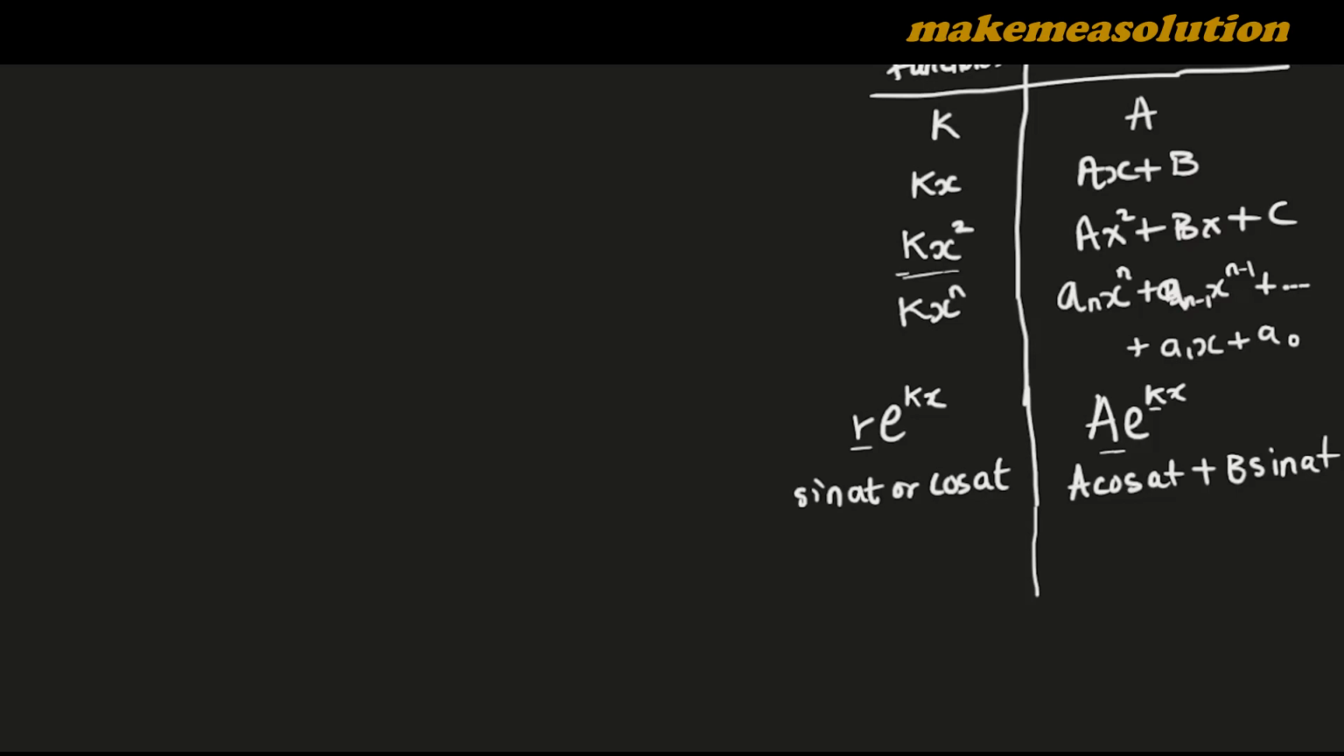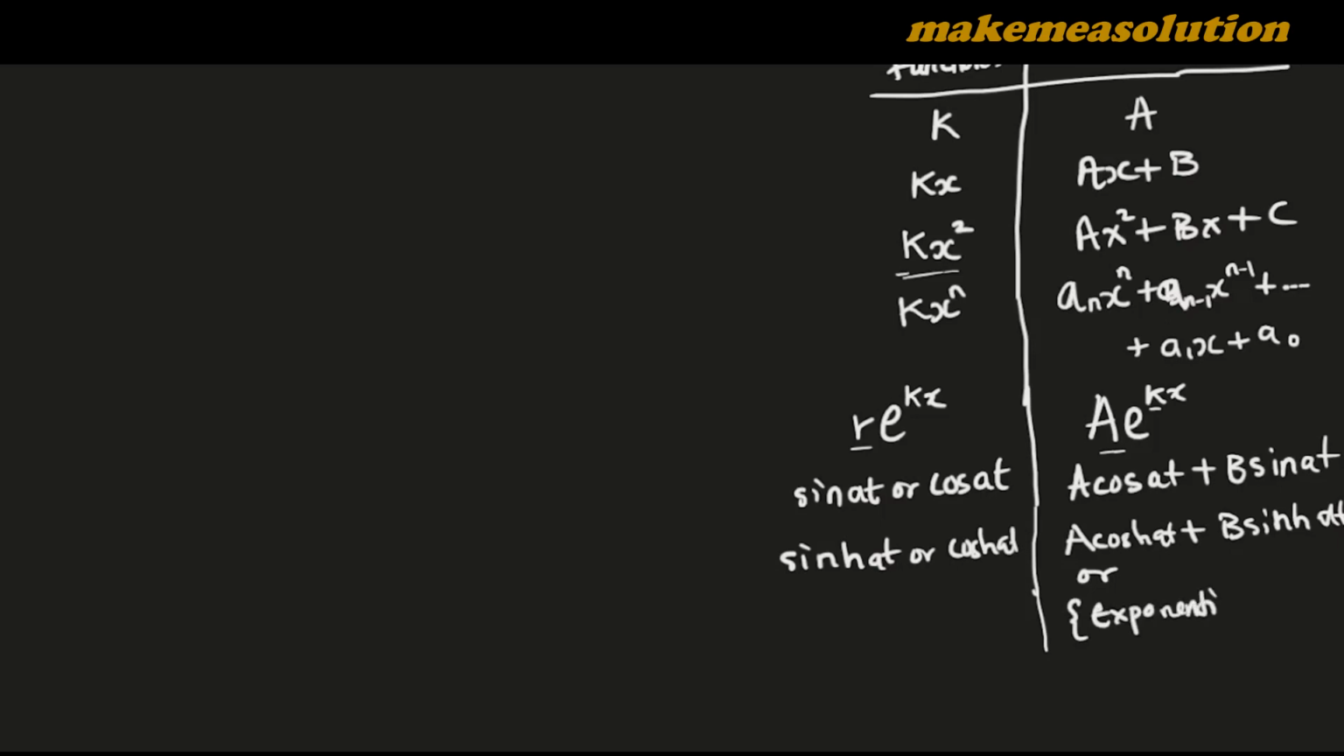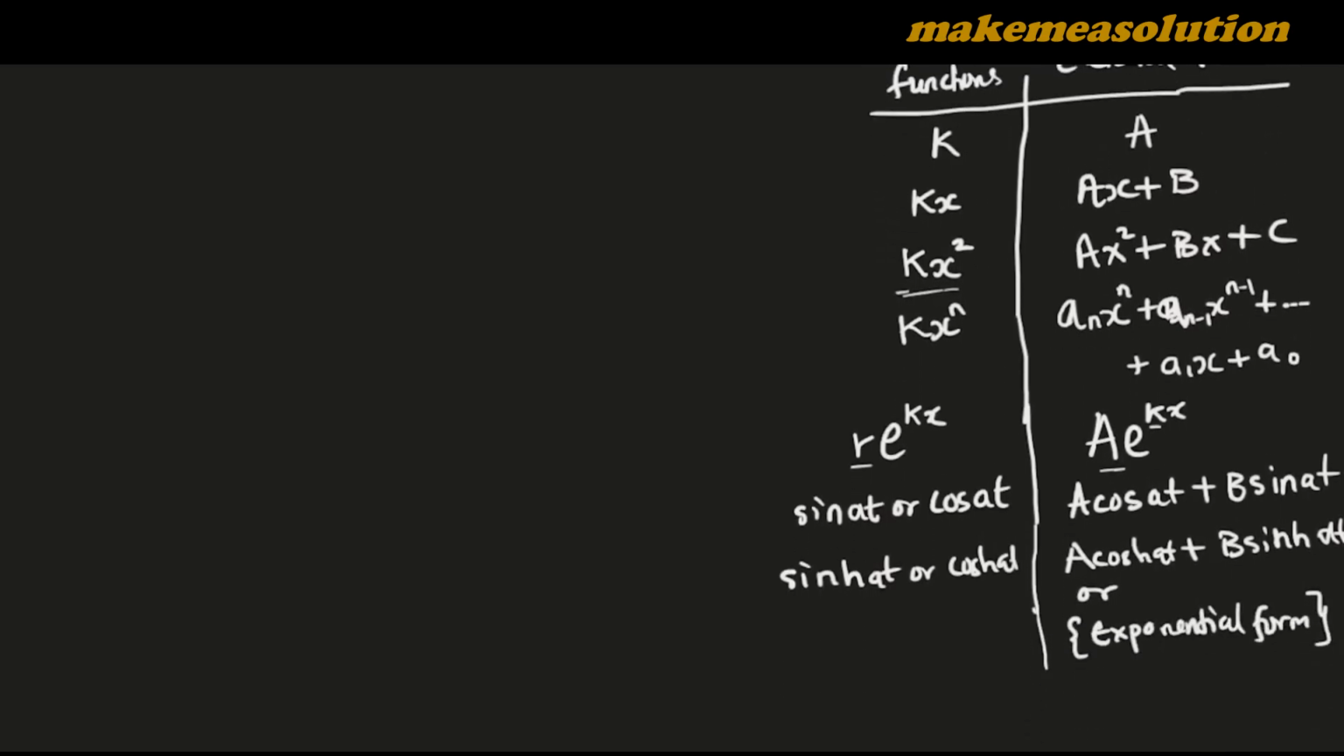When you're given a hyperbolic form, let me say sinh at or cosh at, you can also use a general form of representing hyperbolics, which in this case will be a cosh at plus b sinh at. Or you can convert the hyperbolic into its equivalent exponentials, expressing it in exponential form. I might not write the exponential way of representing hyperbolics now, but in another video just after this one I'll show you how to do that. So let me stop here for now.